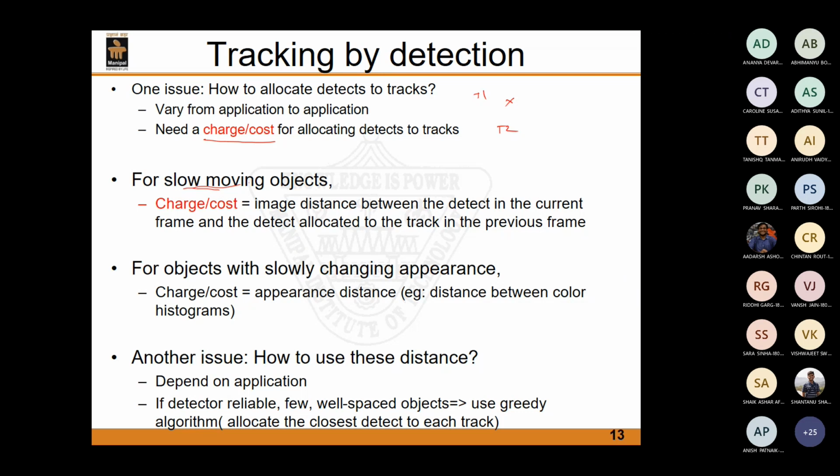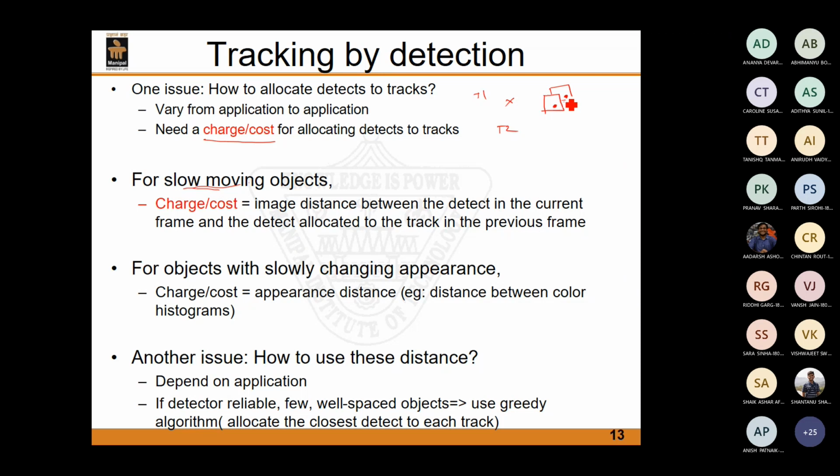Now, another assumption which we make here is that, as I said earlier, the appearance of the object remains the same between each frame. So if you have a frame here and another frame here, and you had an object detected here and an object detected here, since it is the same object, the appearance would not have changed much. There might be some slight illumination variation, but we are assuming that the appearance remains very similar between each of the frames.